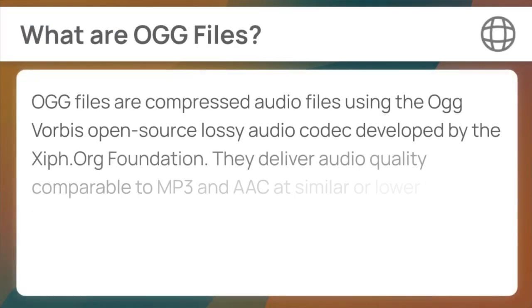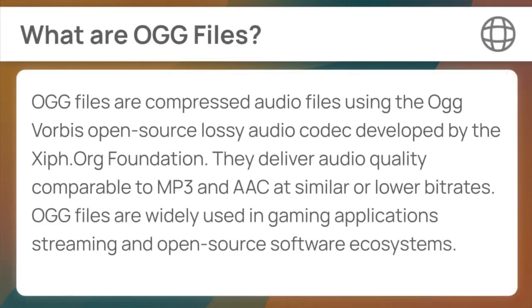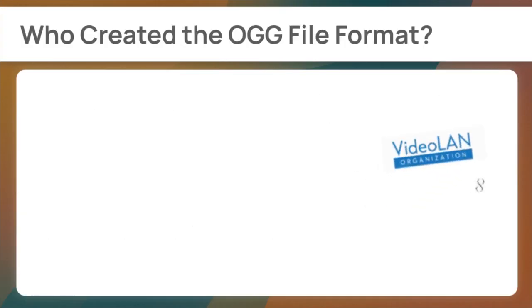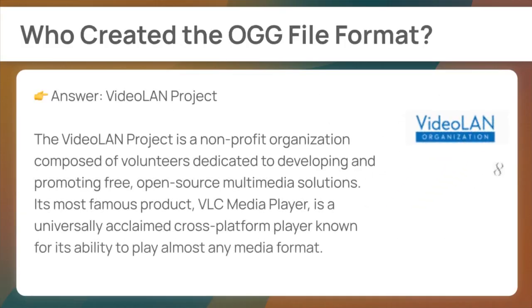OGG files are compressed audio files using the Ogg Vorbis open source lossy audio codec developed by the Xiph.org Foundation. They deliver audio quality comparable to MP3 and AAC at similar or lower bit rates. OGG files are widely used in gaming applications, streaming, and open source software ecosystems.